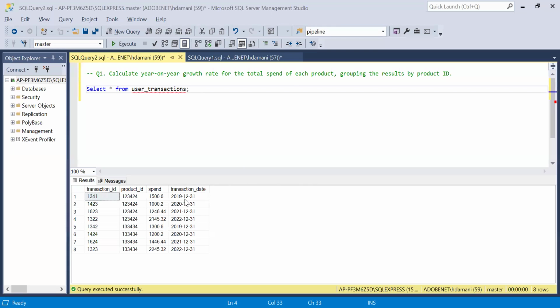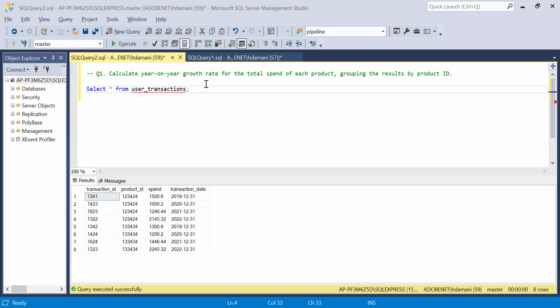In this transaction date, we have year-wise spend for a particular product. So let's say for product ID 123424, we have year-wise transaction dates over here, and how much amount a particular user had spent for this product. Similarly for the second product. Now we have to find year over year growth or year over year degrowth. What do we mean by that?